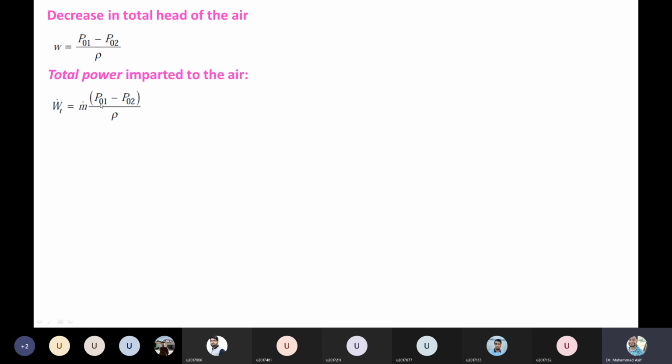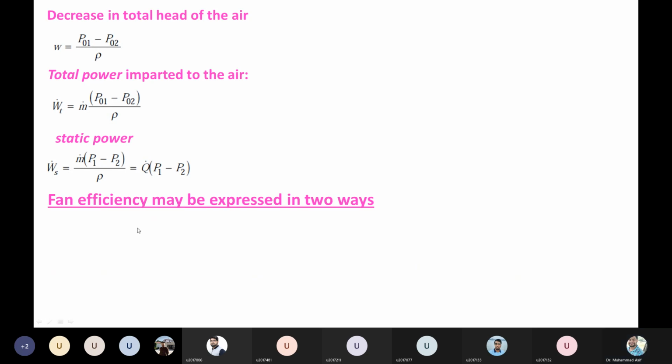That's P01, at position 1, that's the total pressure, and M0 is the mass flow rate, and rho is the density of the fluid. And similarly, the static pressure can be calculated with the help of this formula, right? And the fan efficiency can be expressed in two ways.